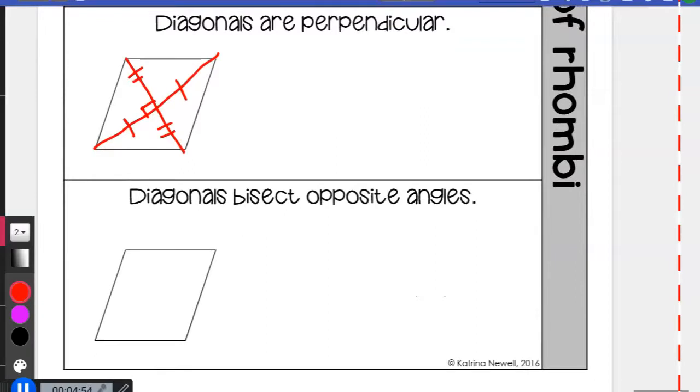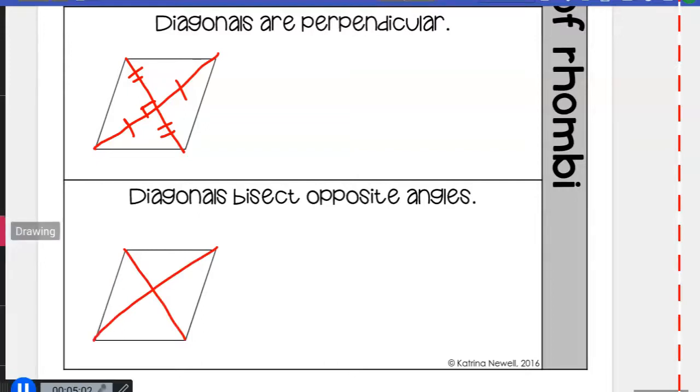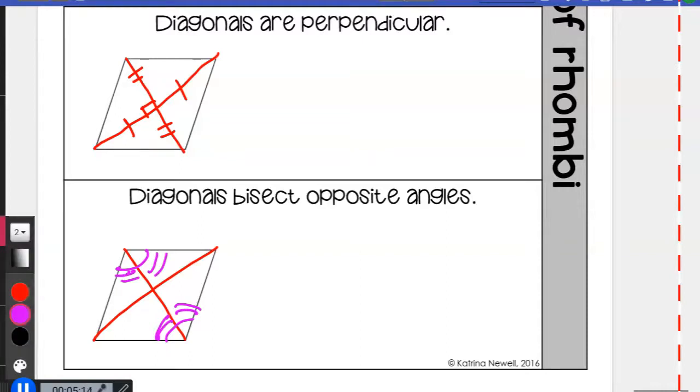The diagonals bisect opposite angles. So here's what's happening. Change colors. These opposite angles were congruent to begin with, but then they get bisected. So those two angles are congruent. And the same thing on the other side. These angles are bisected, so they're congruent to each other.